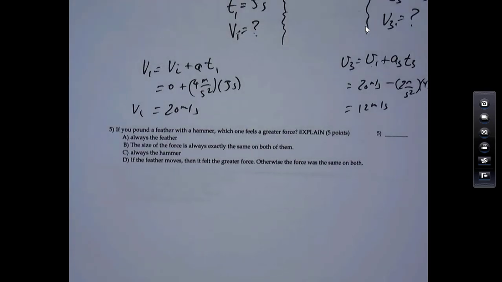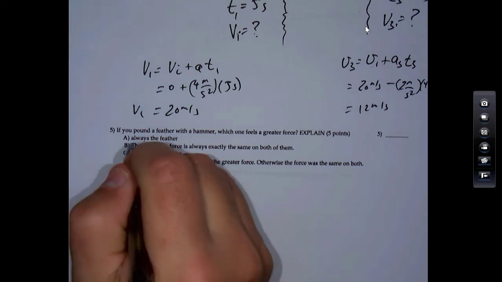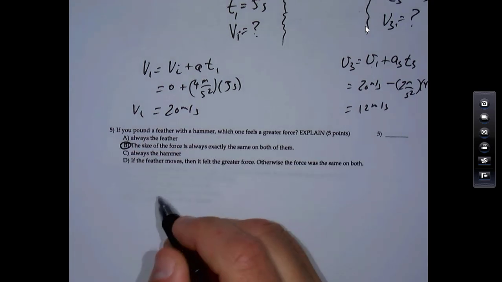Okay. So if you pound a feather with a hammer, which one feels the greater force? So you take a feather and hit it with a hammer. Which one feels a greater force, the hammer or the feather? Well, it turns out the size of the force is exactly the same. So this is by Newton's third law.